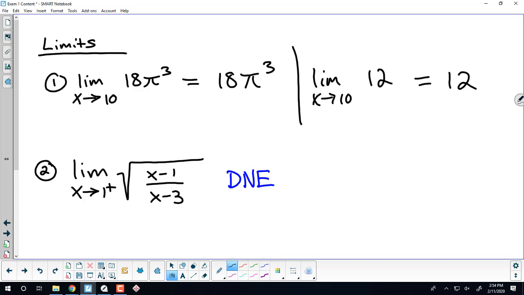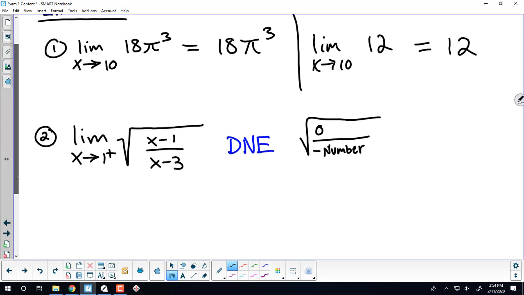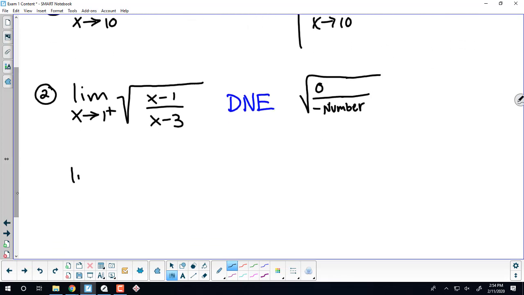So it's not because we get 0 up here that we need to stop, but this is a negative number under the radical. What about the limit as x approaches 1 from the left on the same function?